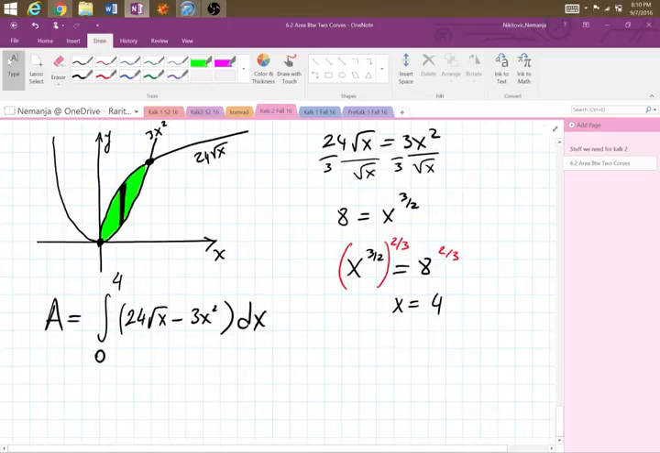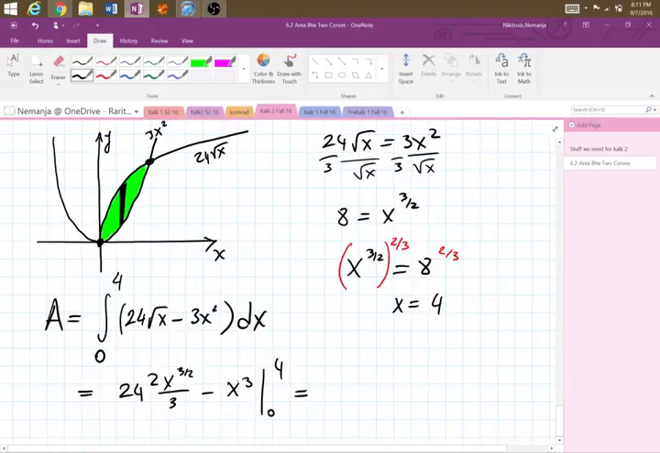And we just do it now. 24 square root of x, integral of that is x to the 3 halves divided by 3 halves minus x cubed cancels, so just x cubed from 0 to 4. So 3 and 24 will cancel to 8 times 2 is 16 times 4 to the 3 halves minus 4 to the 4 cubed.